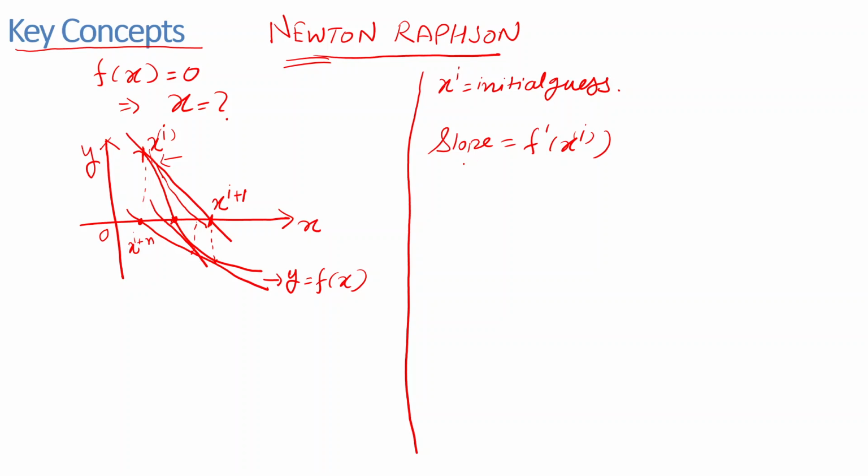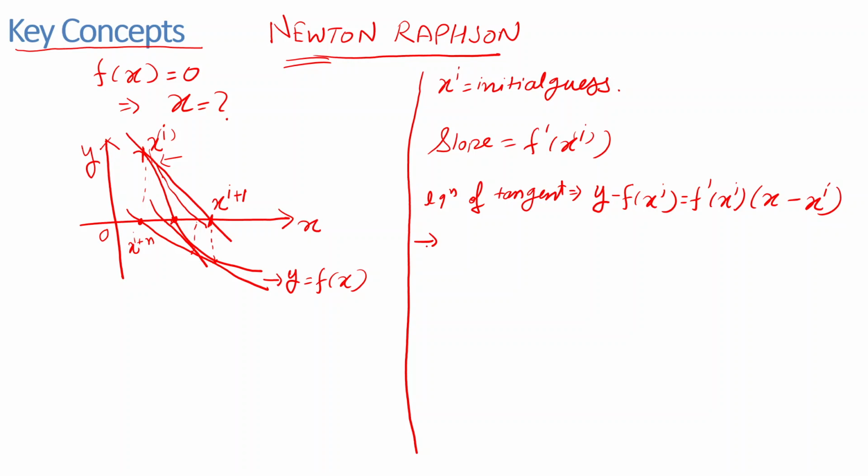Okay, and the equation of my tangent will be, so it will pass through xi comma f(xi). So I will get it as y minus f(xi) is equal to my slope f dash of xi into x minus xi.